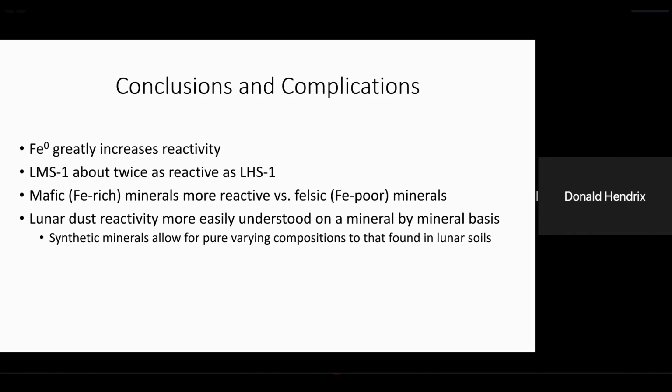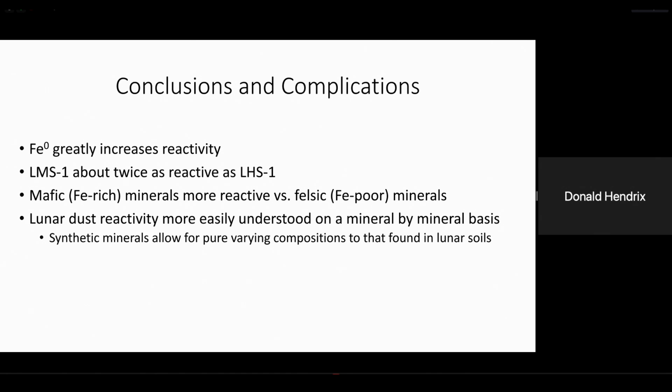And when we look at the individual minerals themselves, iron-rich minerals generate much more OH radical, or are much more reactive, compared to felsic minerals. And so by looking at reactivity on a mineral by mineral basis, like we did with olivine, looking at just a solid solution series, we can see how reactivity changes across a mineral solid solution series, and we can actually make what's on the moon. We don't have to rely on these very hard to get lunar dust samples.